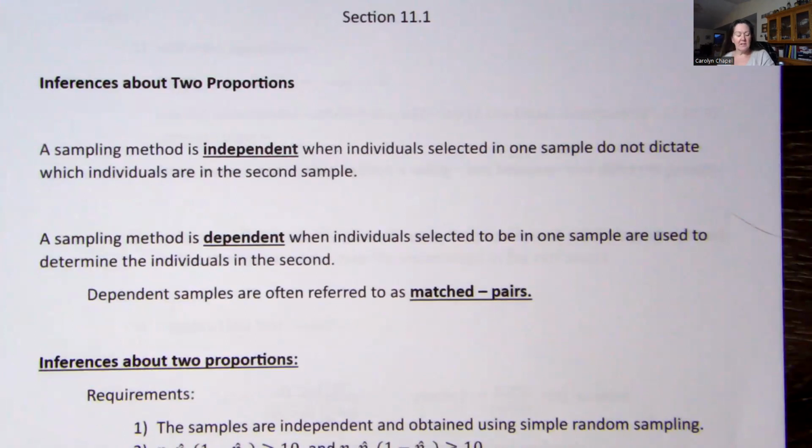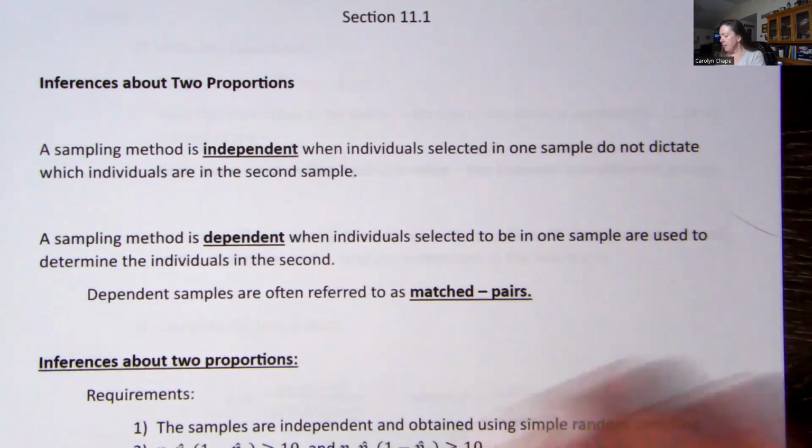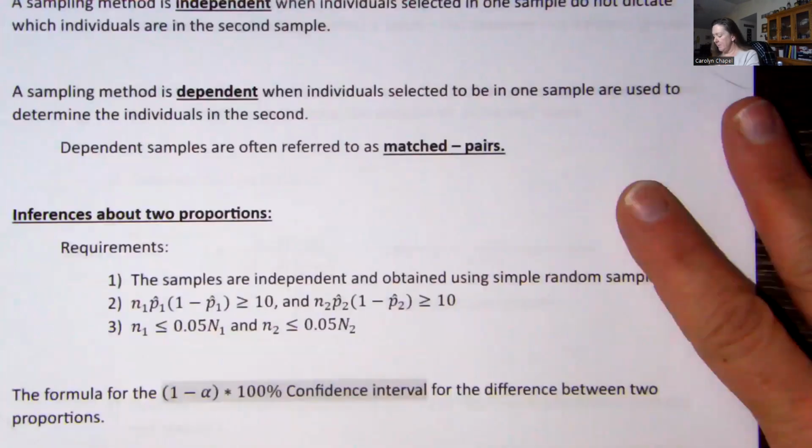So a sampling method is considered to be independent when you have individuals in these two groups, and one set does not dictate who the other set is. So there's no relationship between these two different pieces. A sampling method is dependent if the set that happens here dictates exactly who is going to be in this second set. A lot of times we consider those to be matched pairs because we'll see some of those examples when we do 11.2.